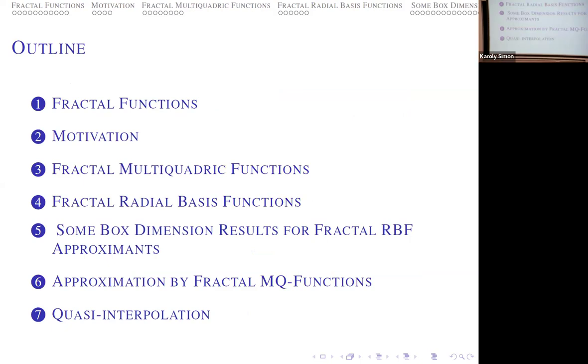familiar with that. Then I will give the motivation for why I construct fractal multiquadratic functions, or in particular, we developed what is called a fractal radial basis function. And then there are some box dimension results and some applications.